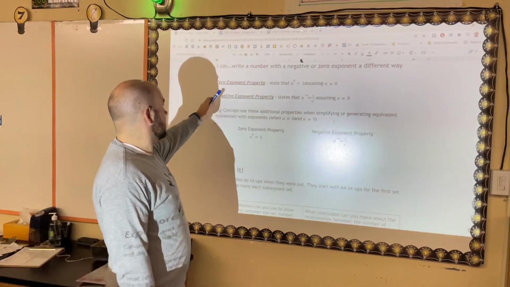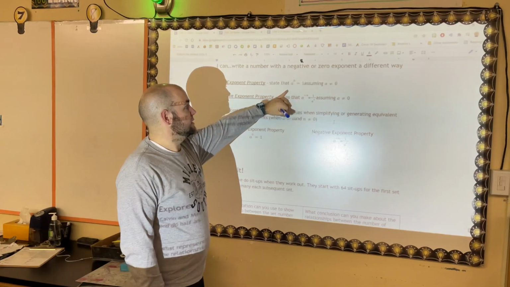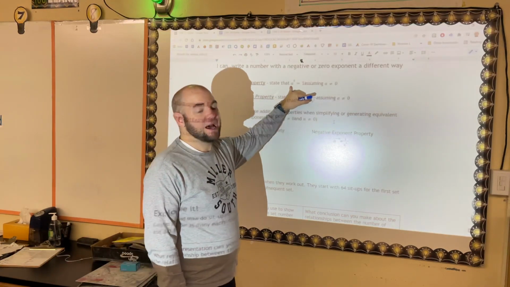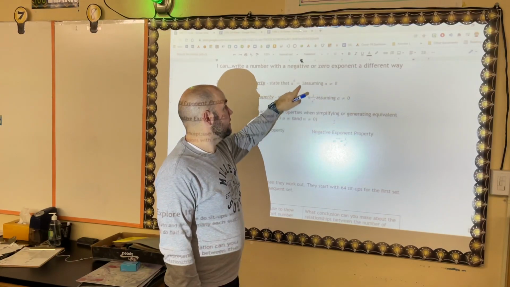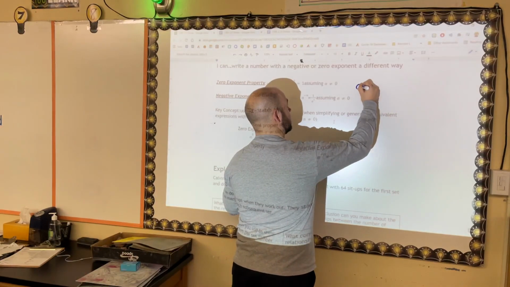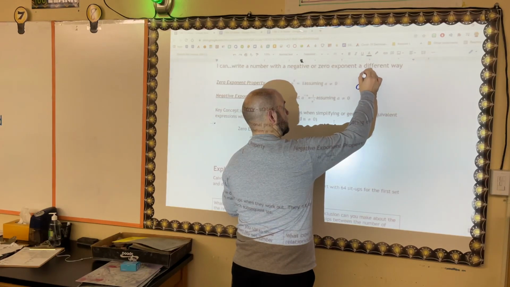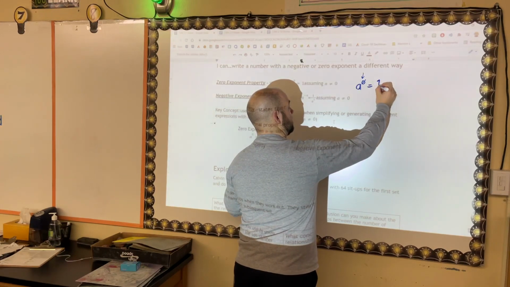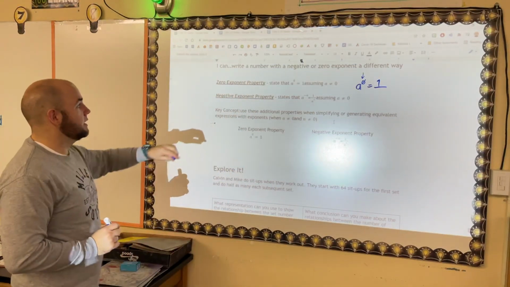What that means is, if I've got a zero exponent, as long as a is not equal to zero, so it can be any number, just not zero, then that is going to equal 1. So any number, no matter what it is, if it's got 0 as the exponent, it's going to equal 1. The marker's really nice right now, really dense in that color.